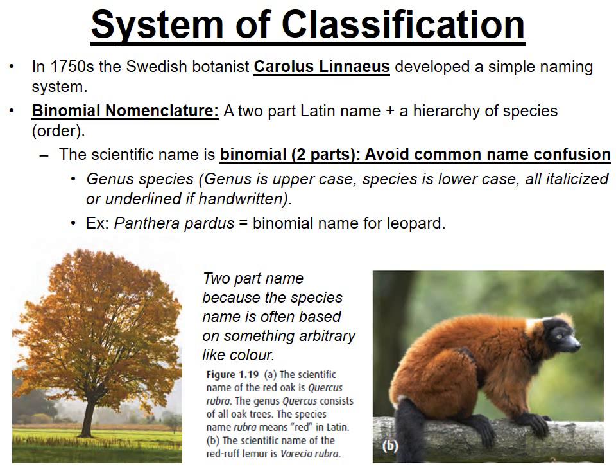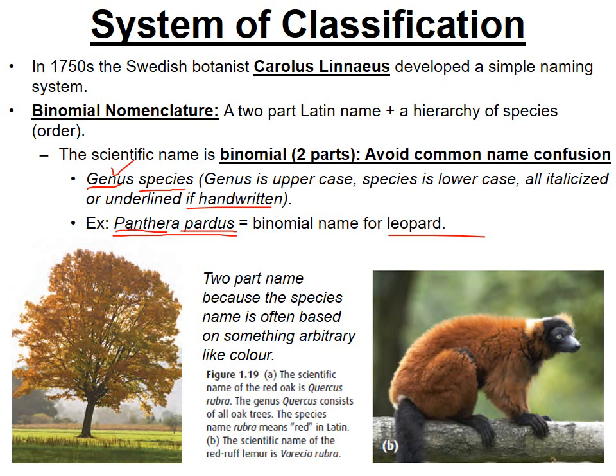As mentioned, Carl or Carolus Linnaeus is the one who came up with the binomial naming system, binomial nomenclature. It's a two-part Latin name, and the two parts are the genus and the species. The genus is always written with an uppercase first letter, and everything else following it is lowercase. If you are typing it out, everything needs to be italicized. If not, you underline everything if it's handwritten. So here we have Panthera pardus. This is the binomial name for the leopard. Panthera is the genus, pardus is the species. And notice uppercase and then italicized.